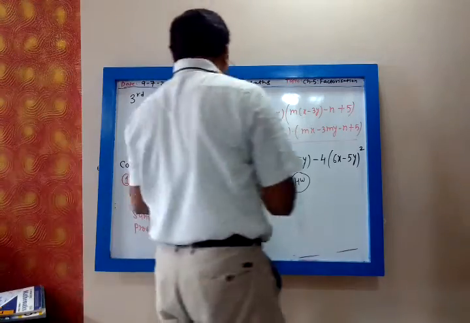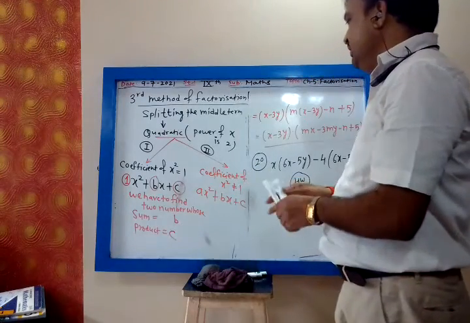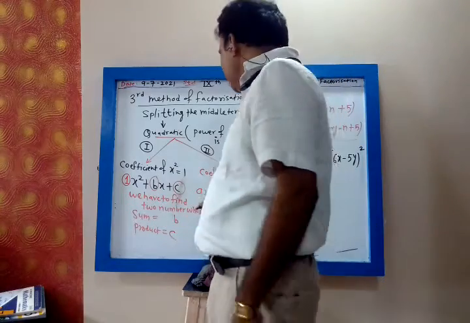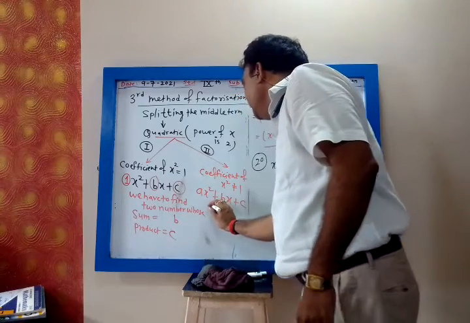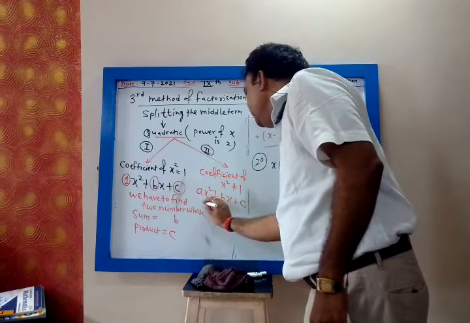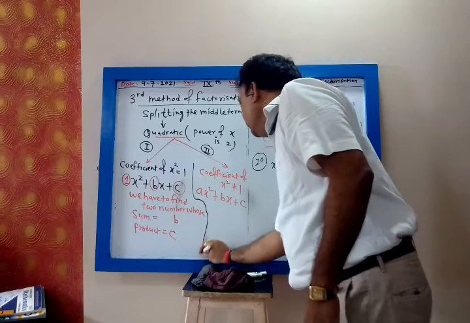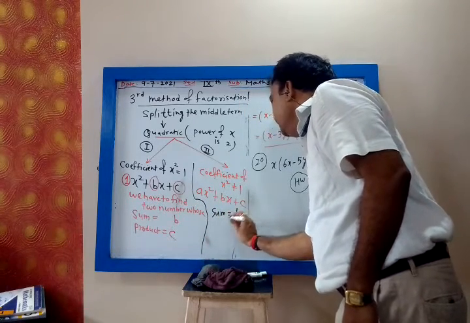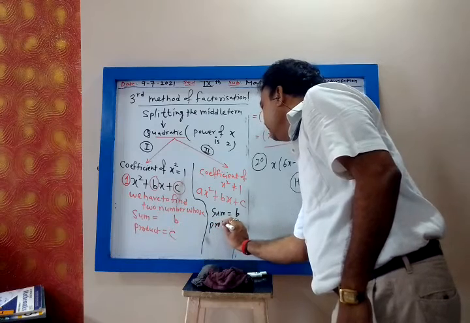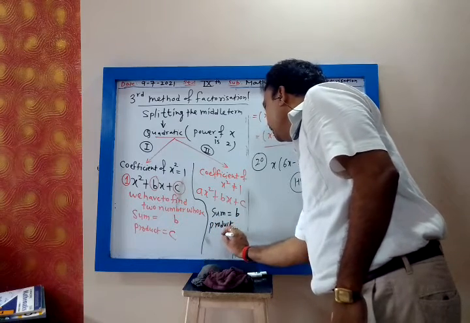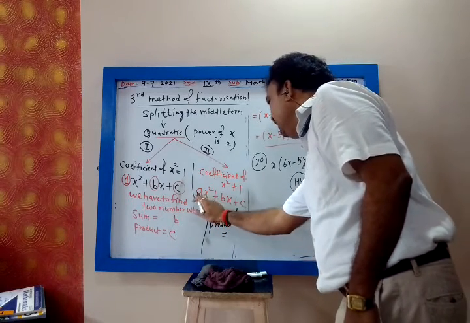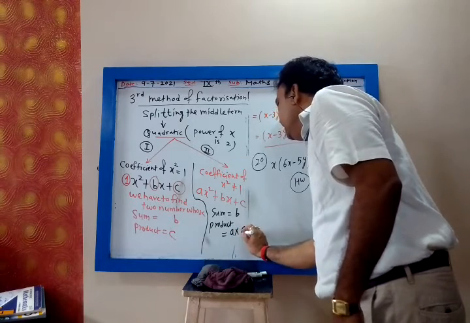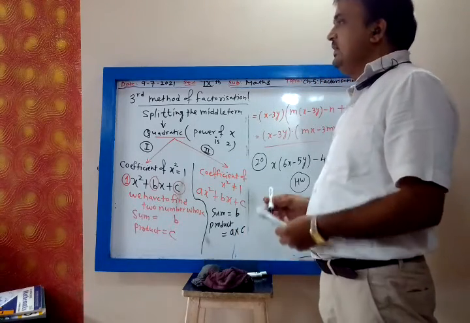Now when the coefficient of x square is not 1, in this case also we find two numbers whose sum should be b, but the product should not be c. The product should be a into c. That you remember. That is AC.